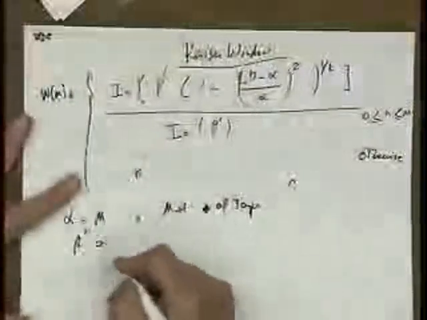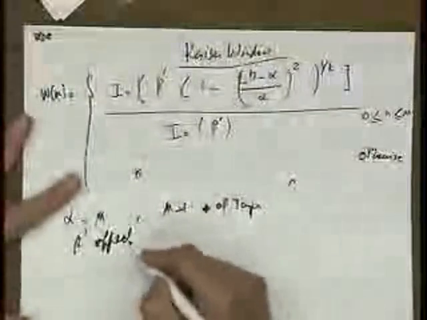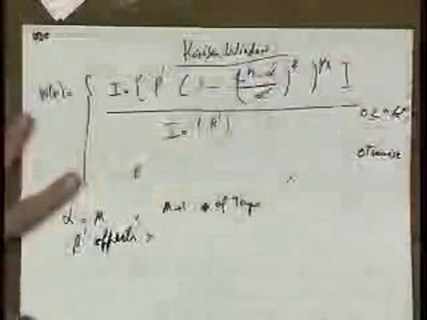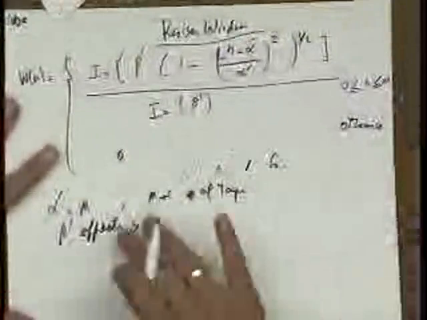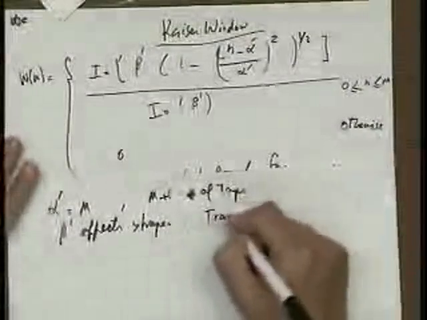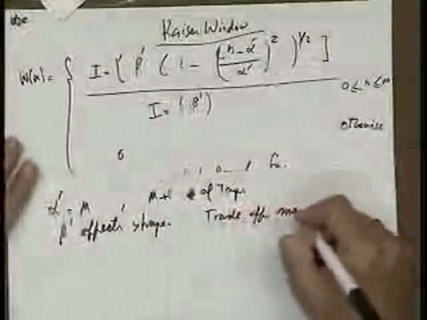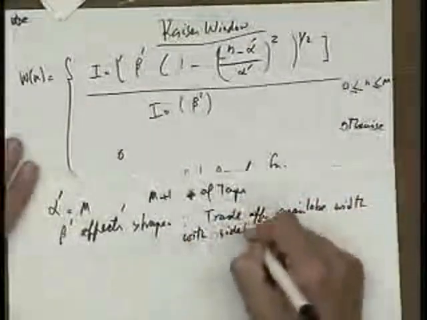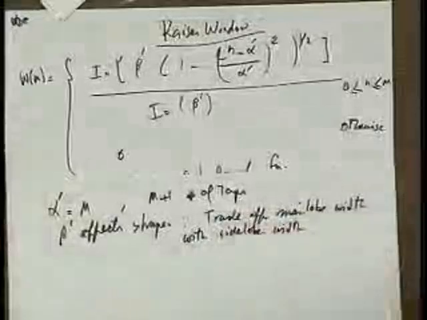And then beta prime affects the shape. So alpha, we can even call this alpha prime, just for completeness. So let's call it alpha prime is equal to m, and m plus 1 is the number of taps, how many non-zero coefficients we have. And then beta prime affects the shape. So as you tweak beta prime, you trade off main lobe width with side lobe width. So it's a way of trading off main lobe width with side lobe width. Okay?